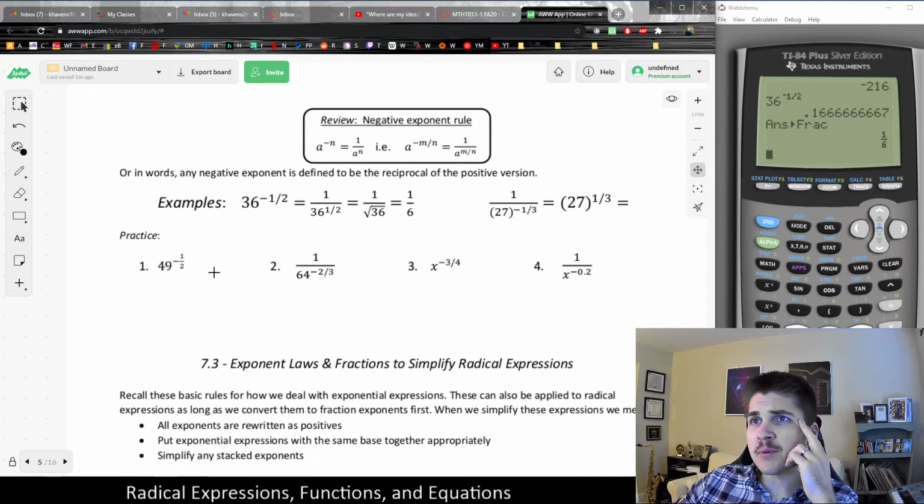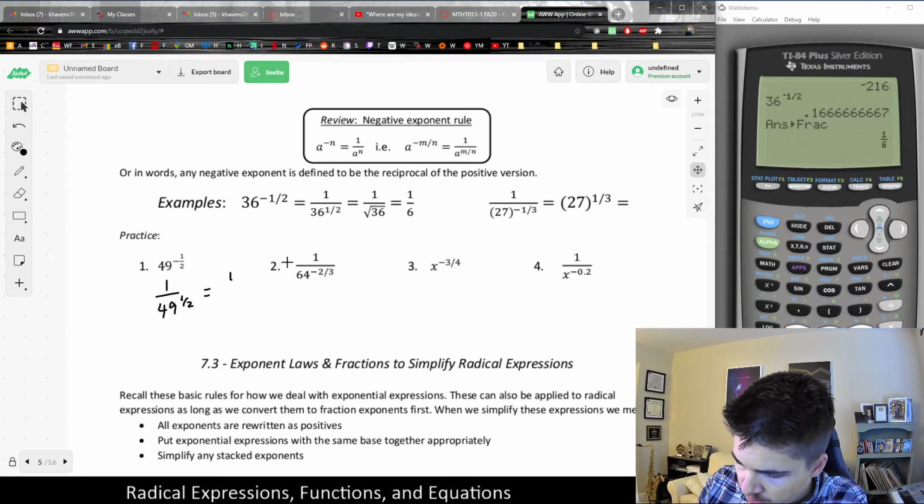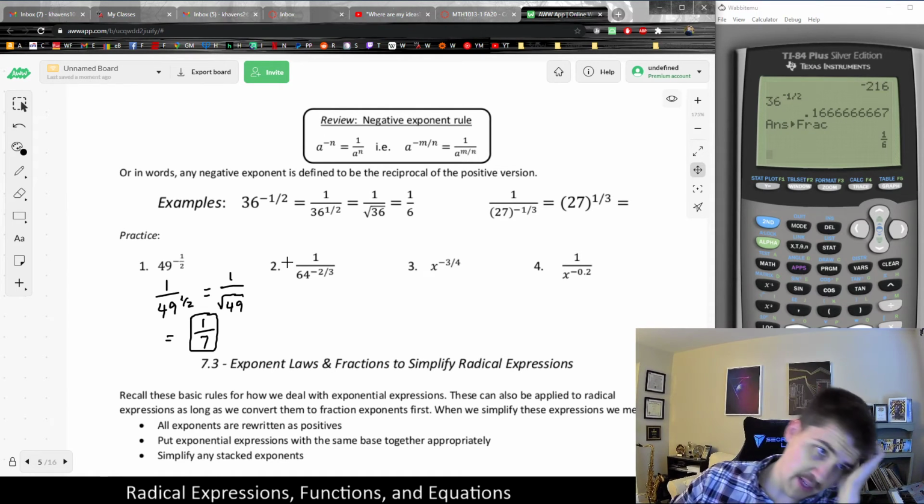So say we were looking at 49 to the negative 1/2 power. We could always start by flipping it. So that's equal to 1 over 49 to the 1/2 power. And then I could change it to a form of a root, because 1/2 power is equal to the square root. And the square root of 49 is just 7. So what I'd be left with is 1/7 in that particular example.